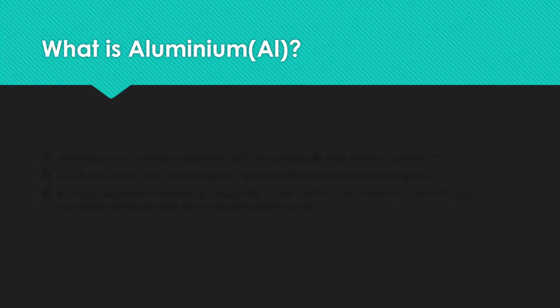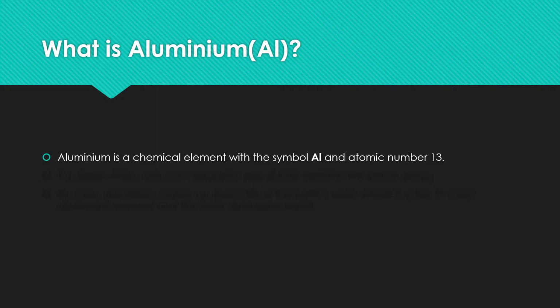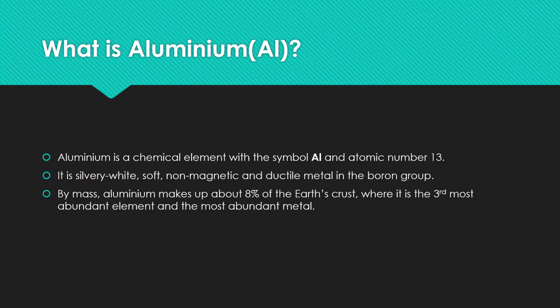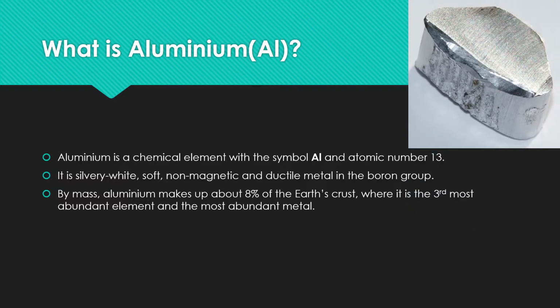What is aluminum? Aluminum is a chemical element with the symbol Al and atomic number 13. It is a silvery white, soft, non-magnetic and ductile metal in the boron group. By mass, aluminum makes up about 8% of the Earth's crust, where it is the third most abundant element and the most abundant metal. This is an example of aluminum.